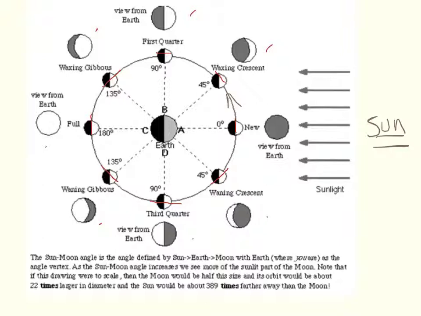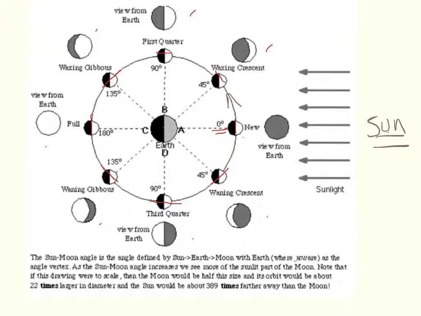Okay? When the moon is in this position, if the angle between the sun, the Earth, and the moon is 0 degrees, we see nothing of the illuminated half, and that's what we call a new moon. Okay? When the moon moves up to this position here, the angle now between the sun and the Earth and the moon is 45 degrees. Now we're going to see this crescent on the right hand side of the moon. That's where the side the sun is shining on, and this is called a waxing crescent.